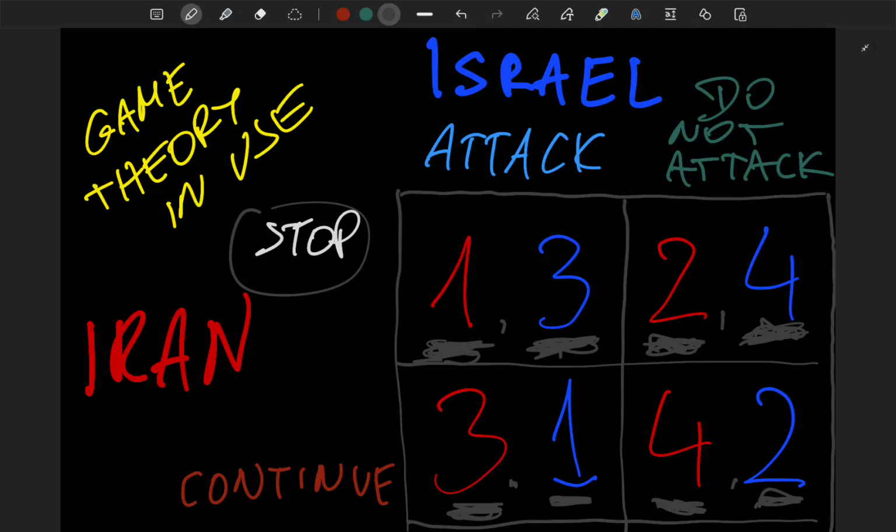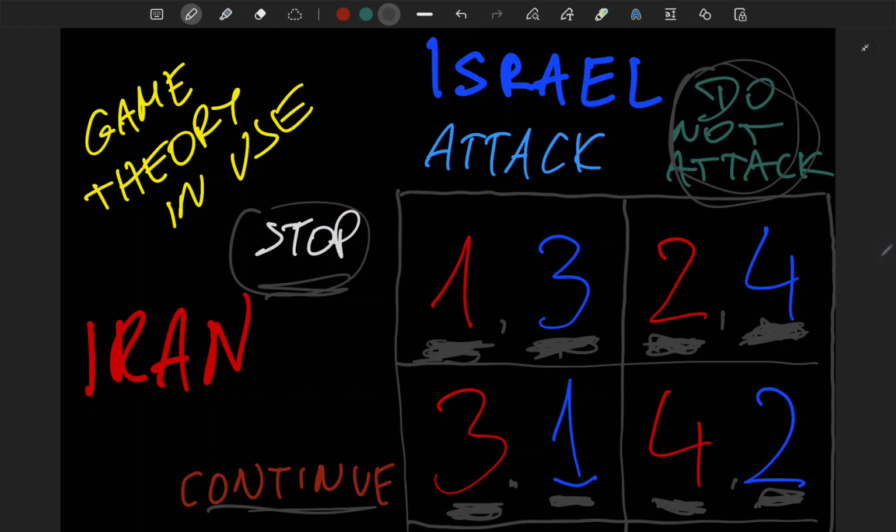We realize that Israel obtains better outcomes by choosing do not attack, regardless of Iran's choices. Israel obtains 4 instead of 3 against Iran's decision to stop, and 2 instead of 1 against Iran's decision to continue, by choosing do not attack.